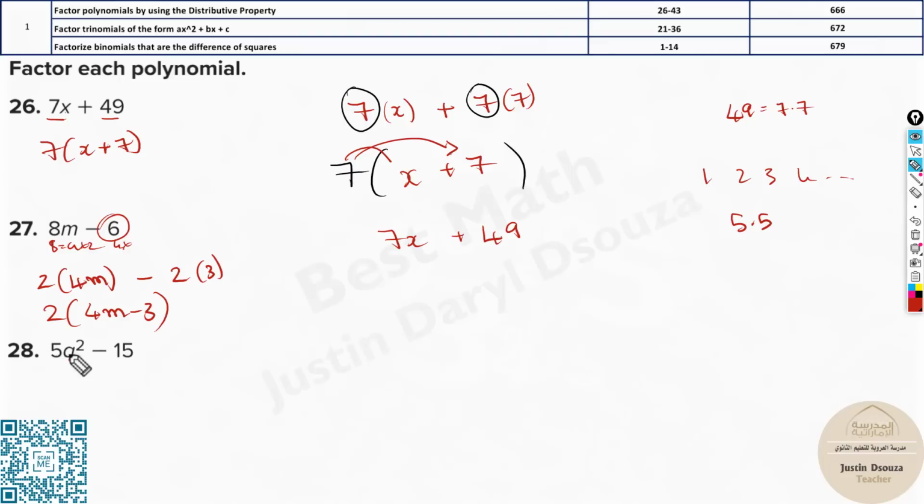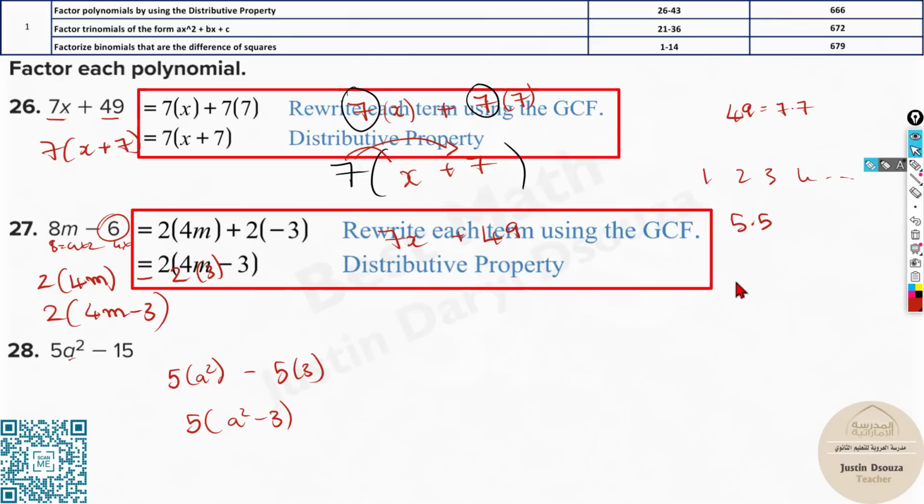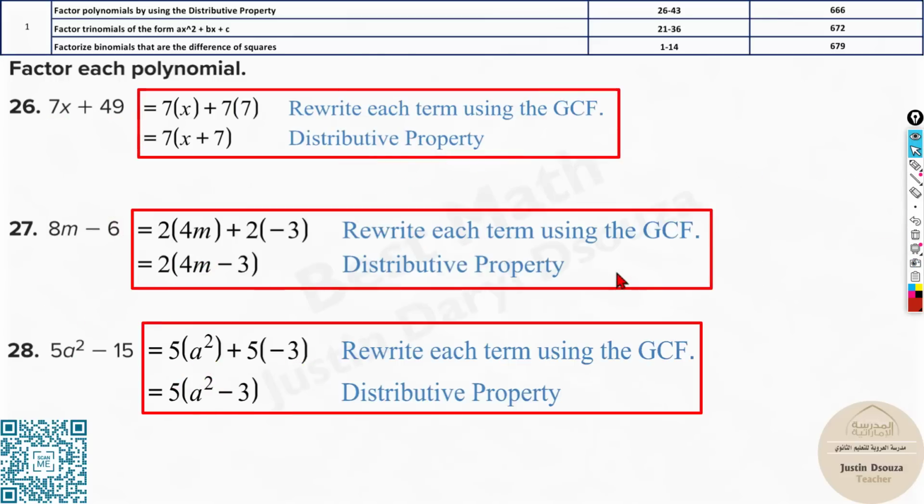Even over here, there is only a squared here. There's no a, so we can't take a outside. But pi can be removed out because the first term can be written as pi times a squared minus pi times 3. And when you remove out pi, you will have a squared minus 3. That's it. That would be the answer. So this is how simply we can use the distributive property and solve these terms.